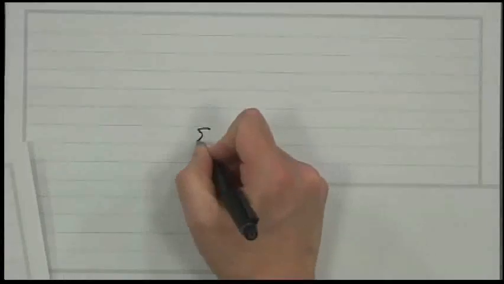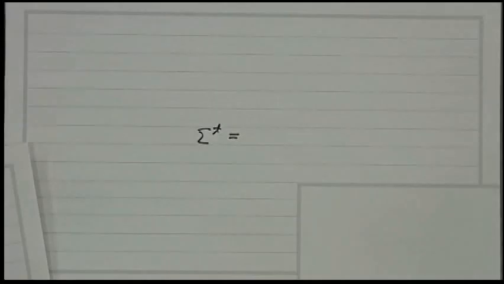So here, sigma transpose equals sigma. Why? Because it's diagonal.